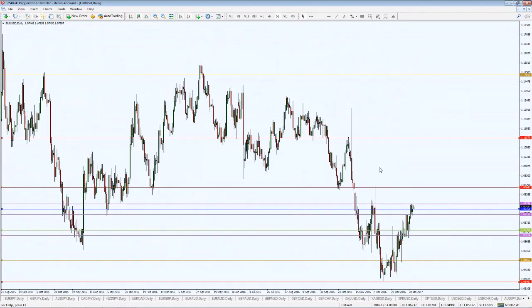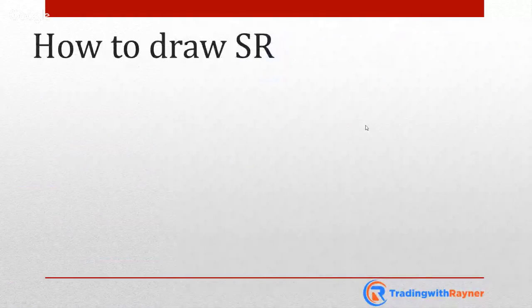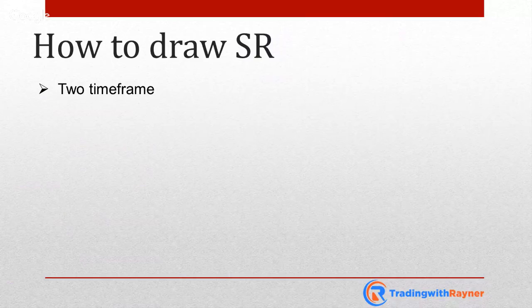So this is basically how you should not draw support resistance, all right? This is the wrong way to do so, if you ask me, right? So what is the right way? Let me share this with you, okay? So the right way to do it is, I'm going to share with you 3 pointers on how to do so, right? Number one, you want to break down your trading into 2 time frames.